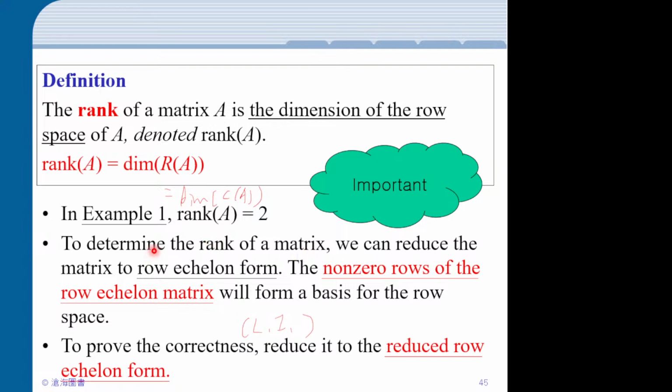And then we determine the rank of a matrix. We give a way to calculate it. And once again, it's doing Gaussian elimination. So you do Gaussian elimination to turn your matrix into row echelon form. Then you just count how many non-zero rows there are.